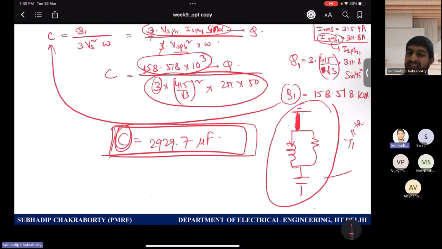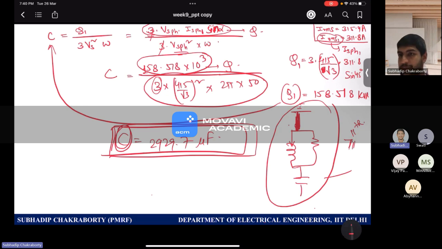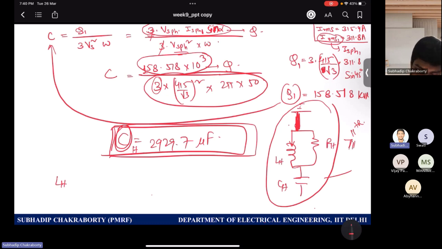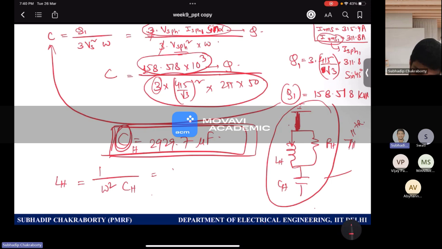So it is telling that 11th order high pass damped filter means that for one only it is greater than or equal to 11. It is providing the high pass filter nature. Okay. So what is LH? This CH, okay. So this CH, this LH, this RH. So LH is 1 by omega square into CH. What is it? Calculate. So 0.029 millihenry is coming.